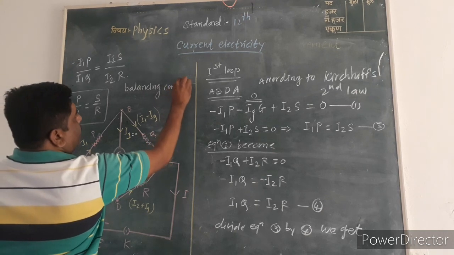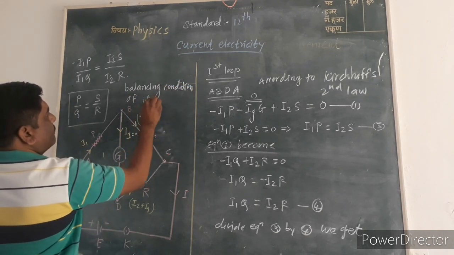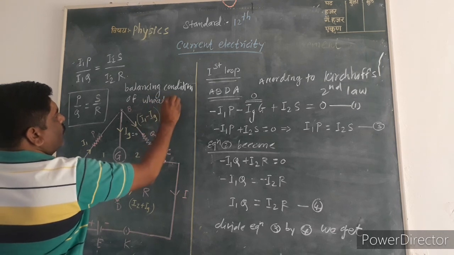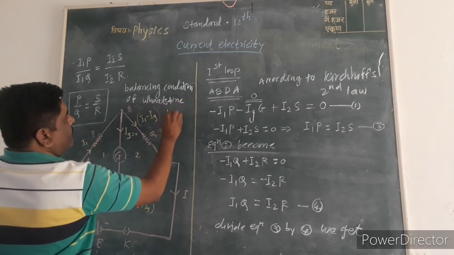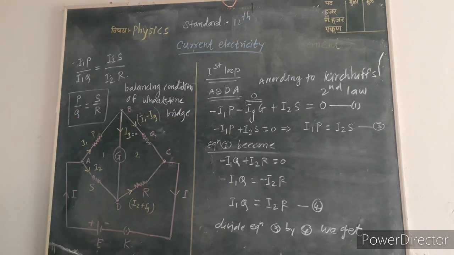The balancing condition of the Wheatstone bridge. It is called the balancing condition of the Wheatstone bridge or Wheatstone network, and this balancing condition is useful to determine unknown resistance.